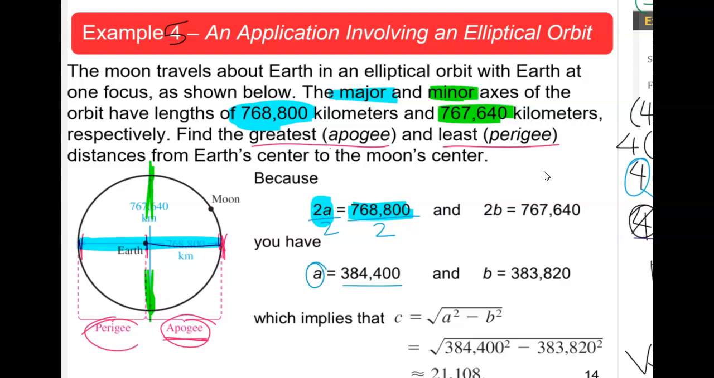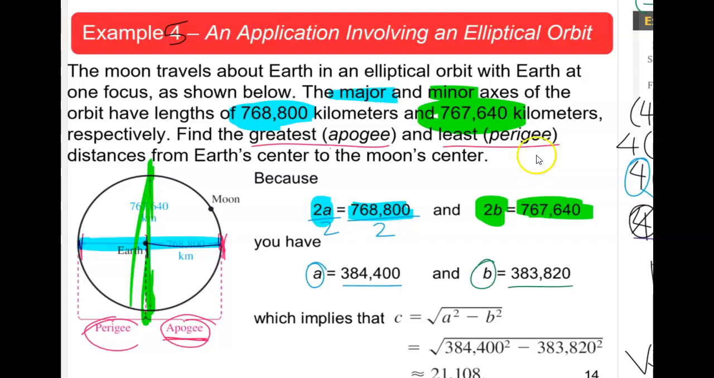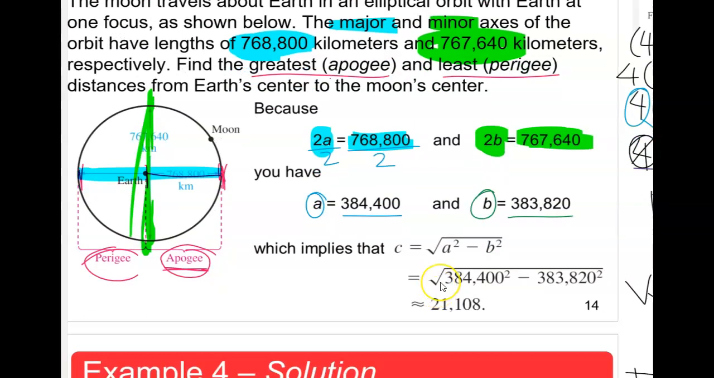Now for b, we have the length of the minor axis, so that's here, and that will be equal to 2b. So to solve for b, of course, we divide that number by 2 and we get this number. So now to find c, remember we have that formula that says that c squared is a squared minus b squared. And so if we take the square root, that's how we find c. So that's how c was found right here. And it happens to be that big number.